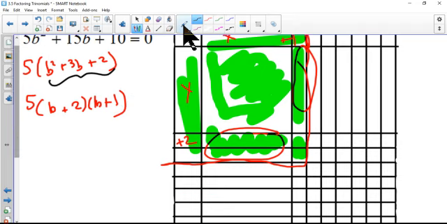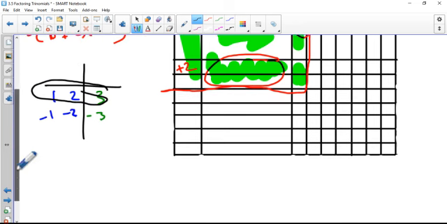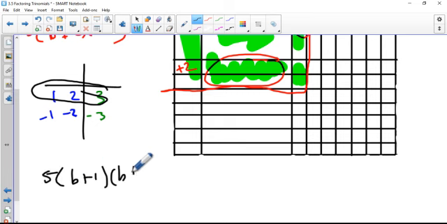If you were using the method of finding the two numbers that multiply to one, let's set it up quickly. So multiply, we've got 1 and 2 and minus 1, minus 2. Not too many options there. And again, adding, we've got plus 3 or minus 3. So we wanted our plus 3 value, so it's going to be the first one. So again, it would be 5 times b plus 1 times b plus 2.